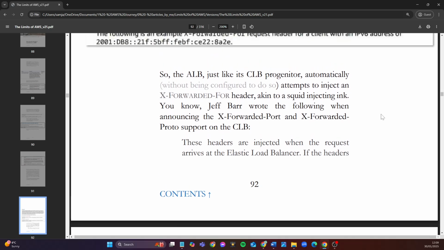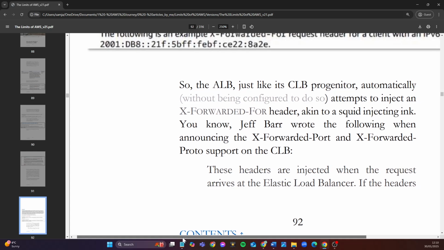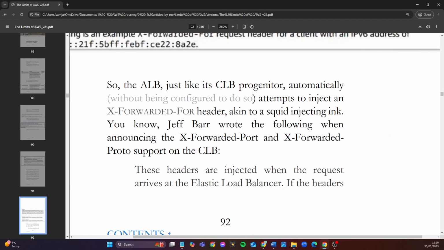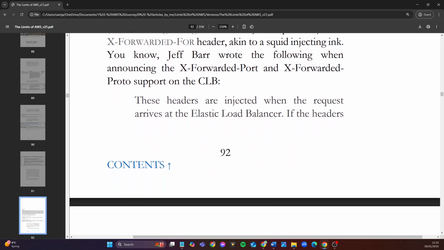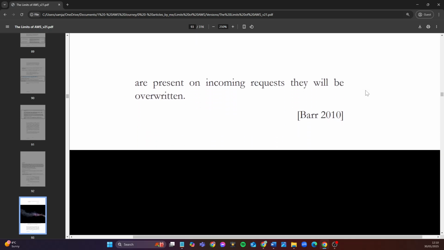So, the ALB, just like its CLB progenitor, automatically, meaning without being configured to do so, attempts to inject an X-Forwarded-For header, akin to a squid injecting ink. You know, Jeff Barr, who wrote the following when announcing the X-Forwarded-Port and X-Forwarded-Proto support on the CLB. Remember, they followed up from the X-Forwarded-For, and we got the port and protocol versions in 2010. He wrote, "These headers are injected when the request arrives at the Elastic Load Balancer. If the headers are present on incoming requests, they'll be overwritten."